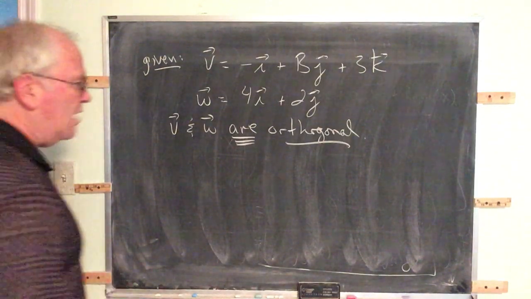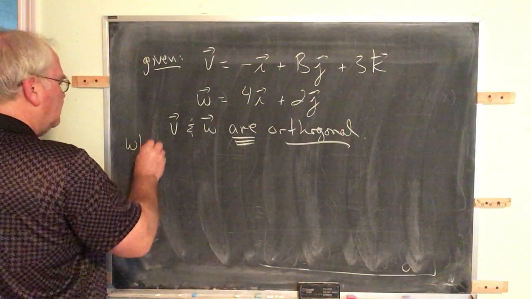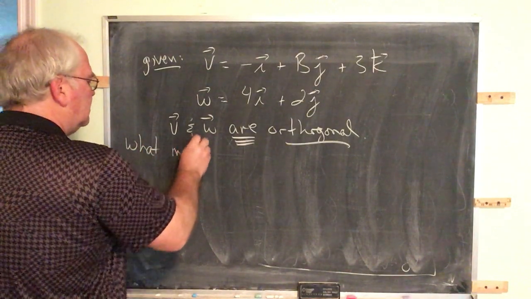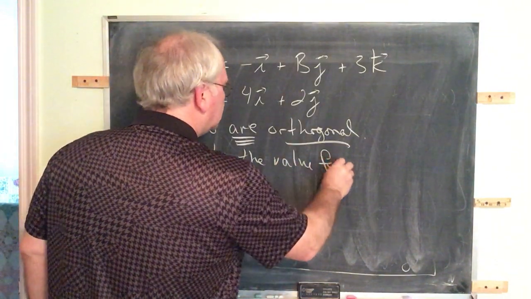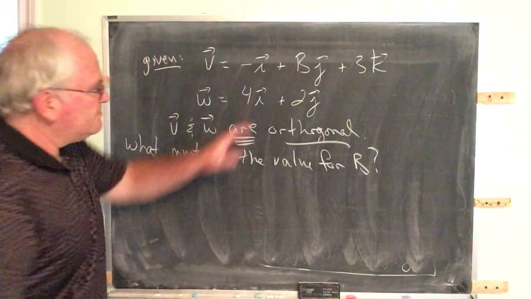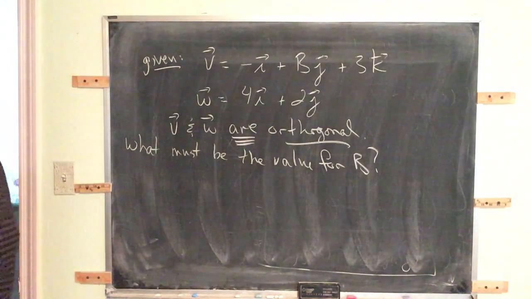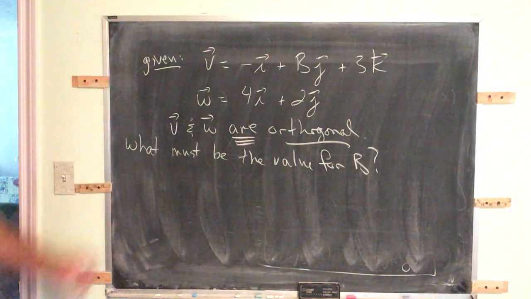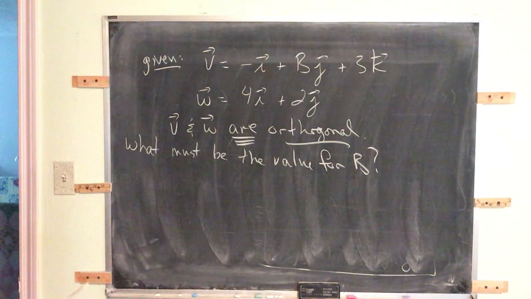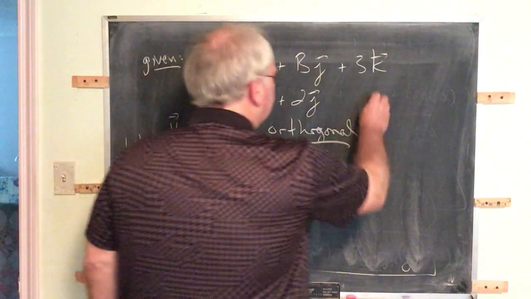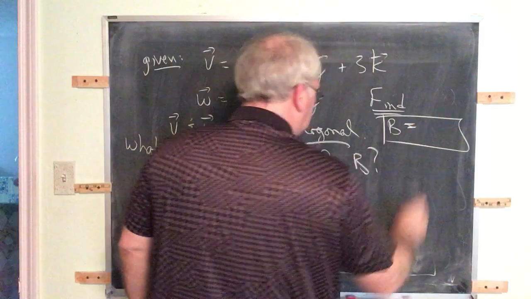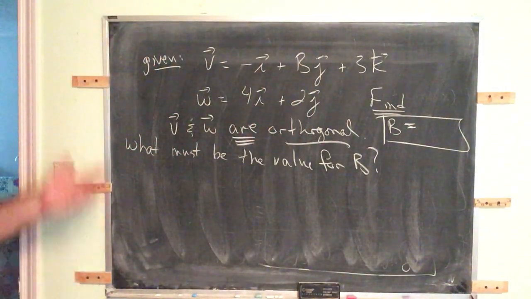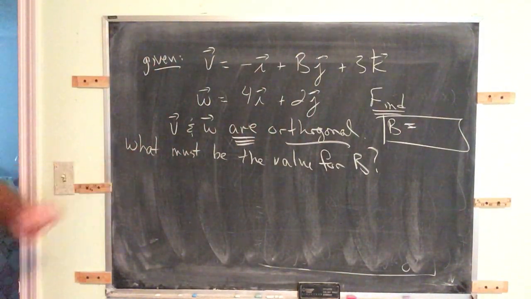The question we have is, what must the value be? So what must be this component of the j vector in vector v if we're requiring that these two vectors must be orthogonal? And so the problem is straightforward. What we're asked to find is b. So there we are. So we need to find v, and the requirement is that the vectors must be orthogonal.